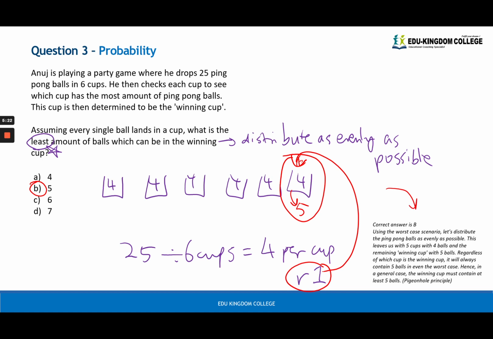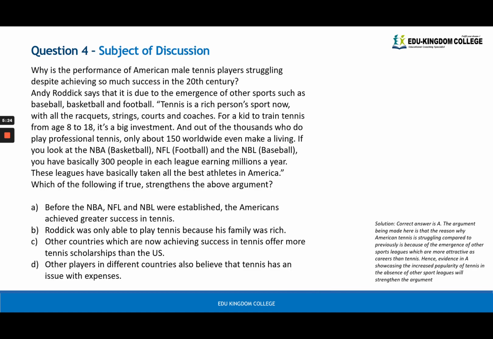Read the solutions again if you'd like more information. Okay, this next one, subject of discussion. We are talking about why the performance of American tennis players is struggling, right? Andy Roddick says that it's because it's a rich person's sport now, and the NBA, NFL, and NBL have taken the best athletes in America, and we want to find the strengthening argument.